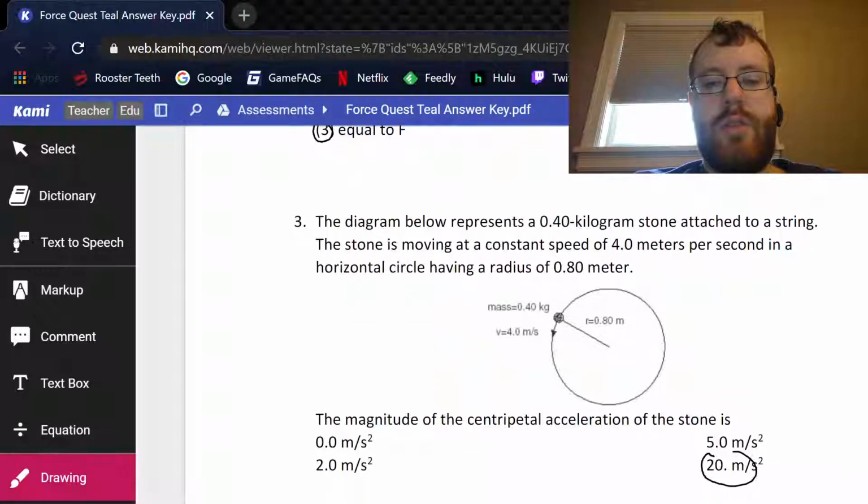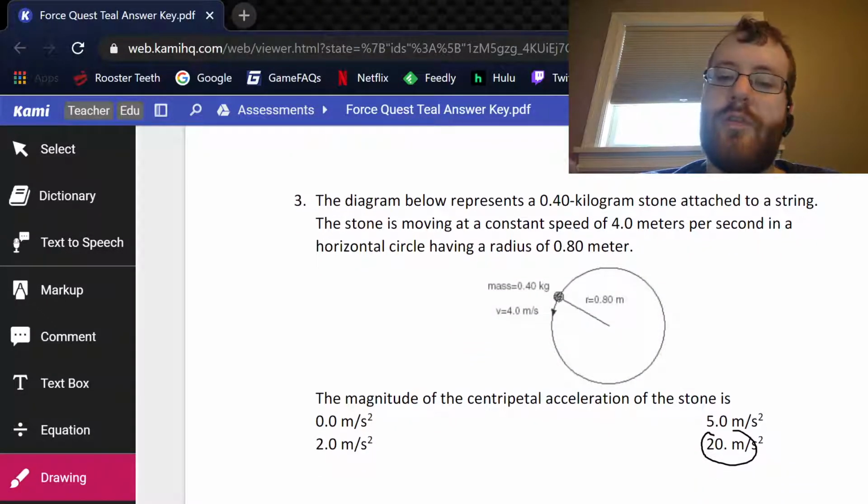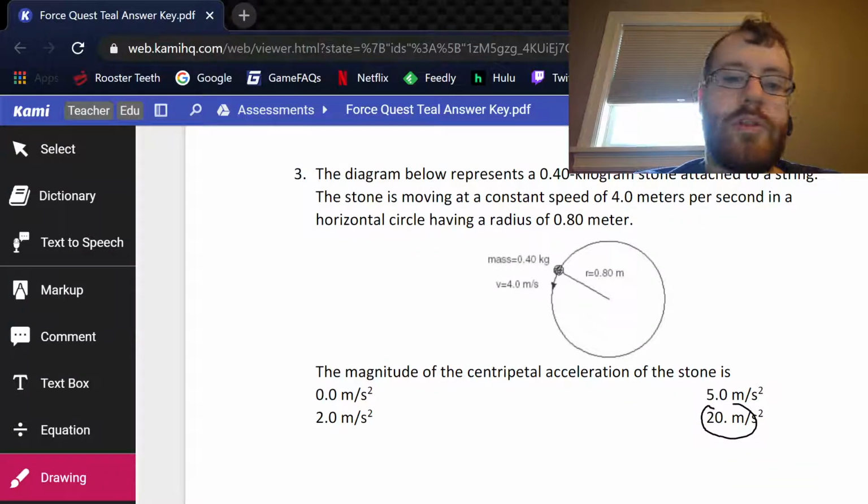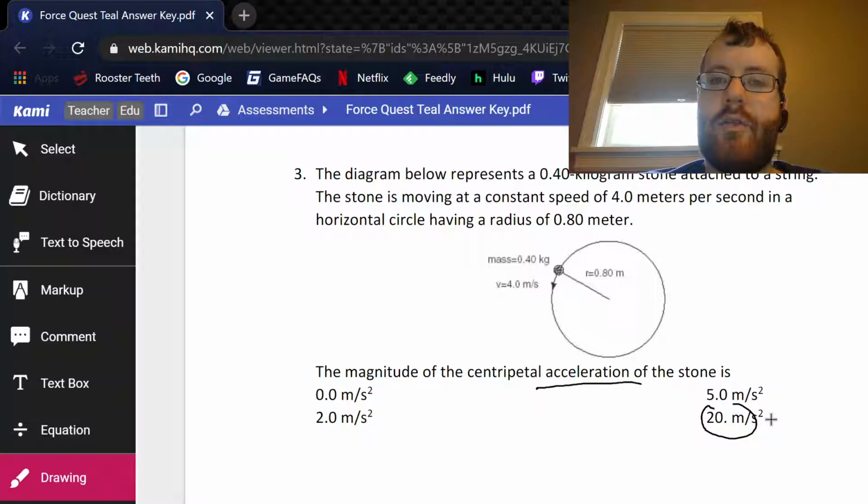All right, question 3 is a circular motion question. Sorry for not heading the 1, 2, 3, 4 for it. The real only trick here is the fact that they're asking for acceleration. They're not asking for the force. So you don't need this 0.4 kilograms. That would only be important if you're looking for the force of the object.